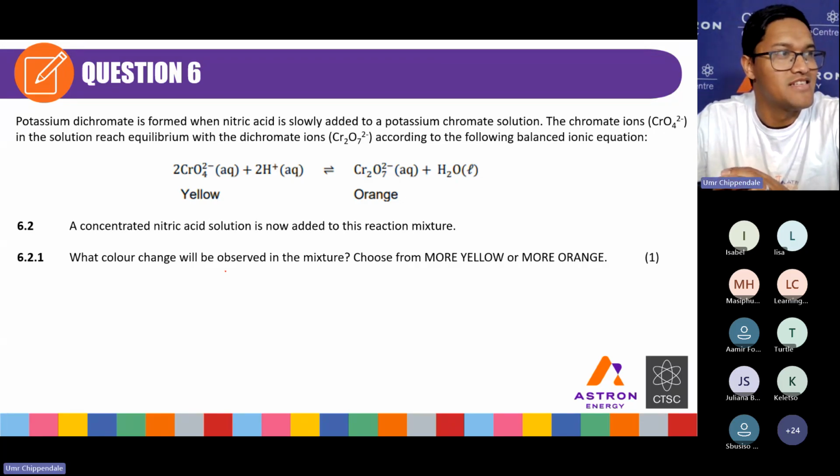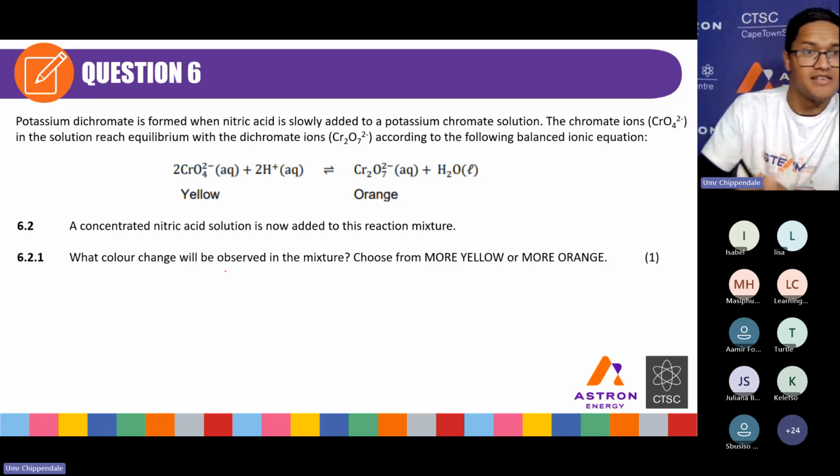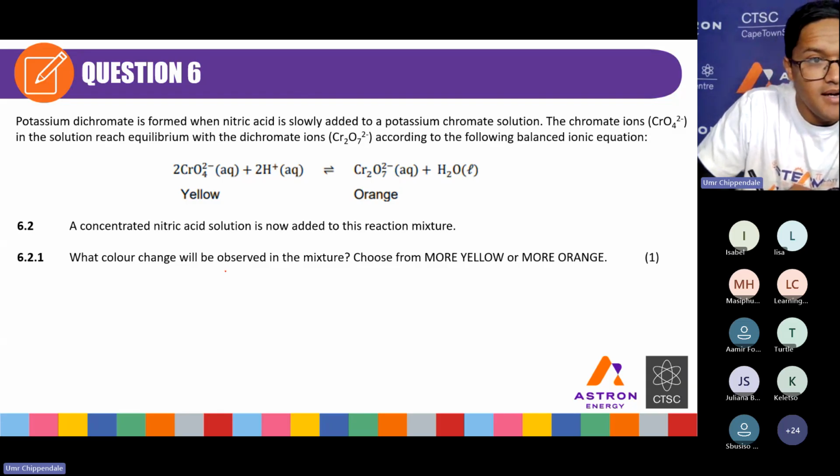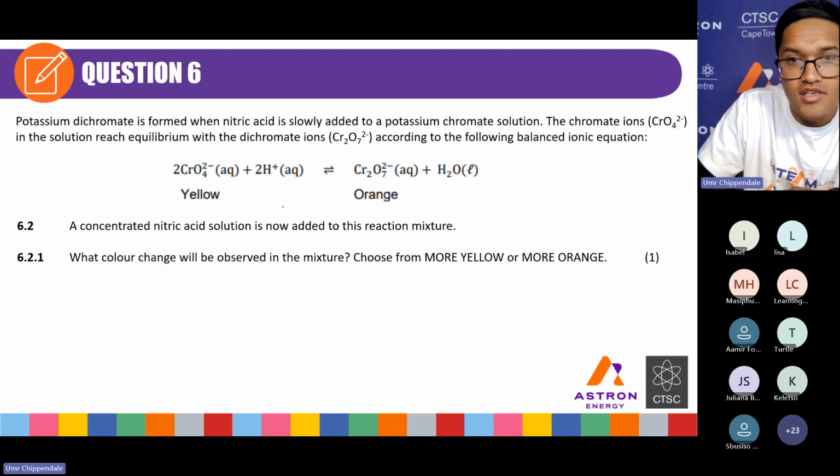Okay, that's correct. So you're correct, yes. And we can actually see that answer here. In this particular case, you'll see you have potassium dichromate, which is formed when you slowly add nitric acid to it. So when you add nitric acid to this, you will get a more orange color.